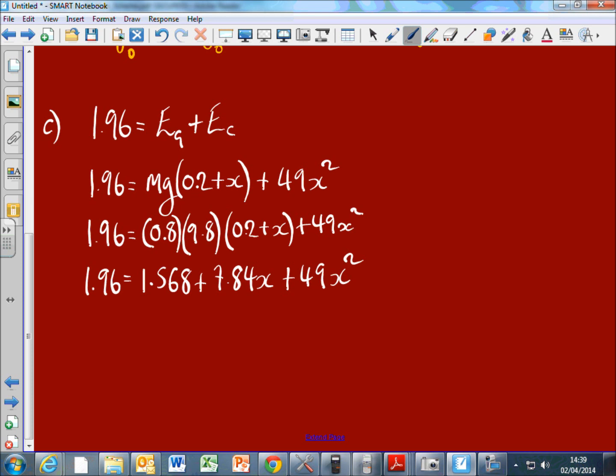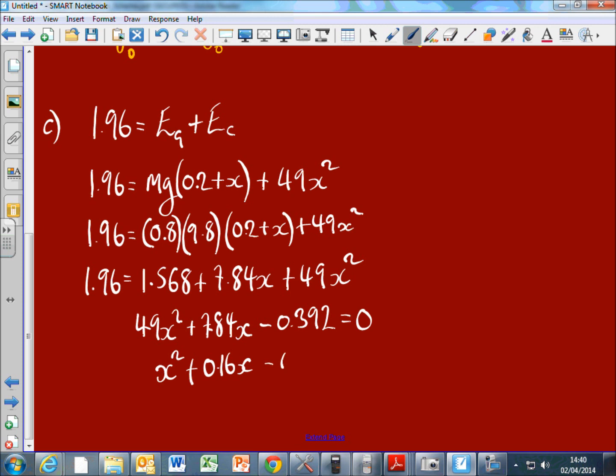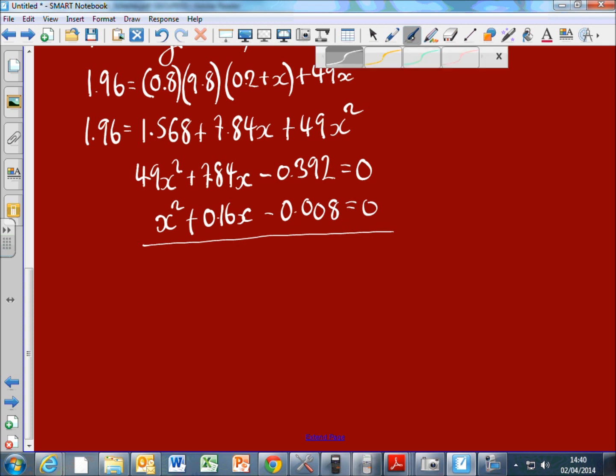Okay, and then bringing this all over to one side, I get 49x squared plus 7.84x minus 0.392 is equal to 0. And then dividing this through by 49, I get x squared plus 0.16x minus 0.008 is equal to 0, which is what you're trying to show, and that's 5 marks. And then finally, to just solve it, it's just the quadratic formula.